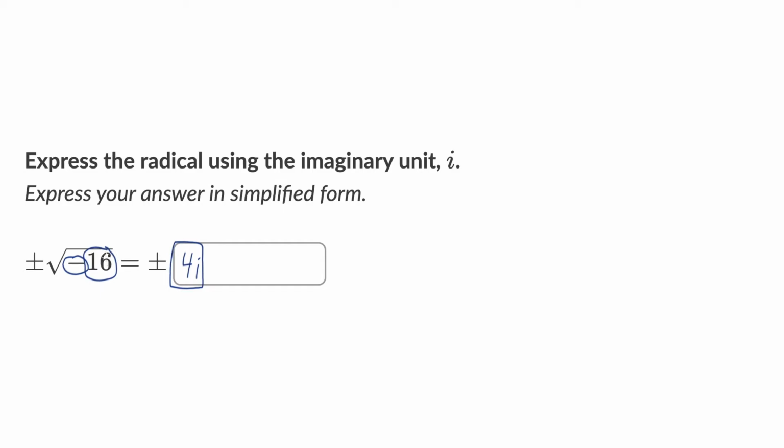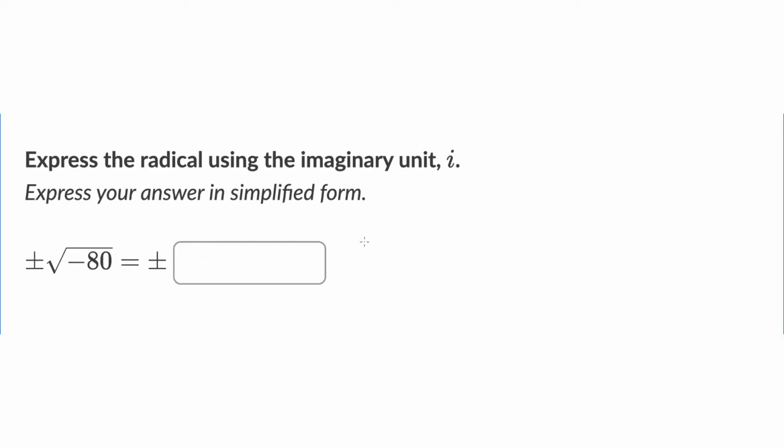If it's a perfect square already, you can just stick a 4 there, multiply by i, and you'll be good to go. Let's do 2 more problems, and we should be good to go. Alright, it's asking us to do the same thing again. Express the radical using the imaginary unit i.